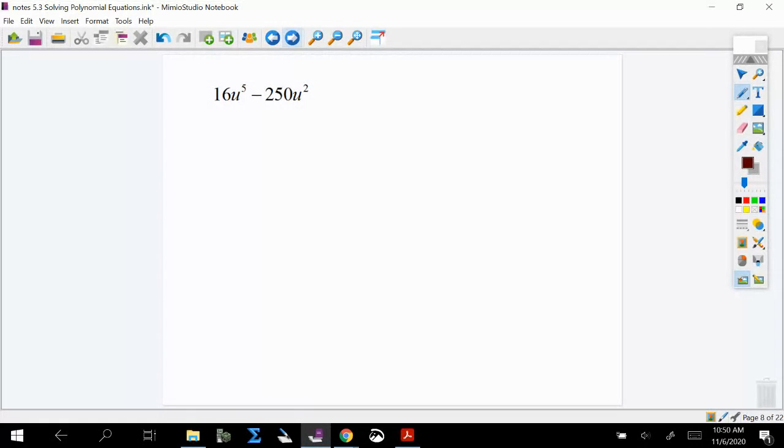So here's one that has some u's in it. It doesn't matter what the variable is. Now, there is one thing with this. You might look at this and say, well, 16 is not a perfect cube. There's no number times itself 3 times that gives 16. Here, what I have to do for this one is I need to take out a GCF. Both of these terms are divisible by 2. They're also both having a u squared in it. So we can bring out the common factor, which leaves us with 8u to the third minus 125.